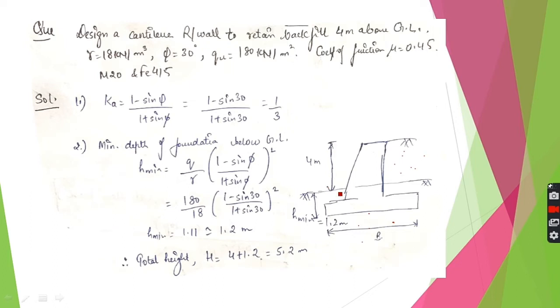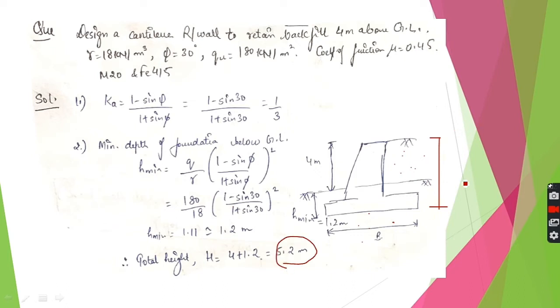The height of the backfill above the ground level has been given as 4 meter. So first step is calculation of the depth of the base slab or foundation below the ground surface, which is this formula. Here Q is 180, gamma is 18, phi is 30 degree. So we calculate all these parameters to get H minimum as 1.2. Therefore total height of retaining wall comes out to be 4 plus 1.2, that is 5.2 meter.